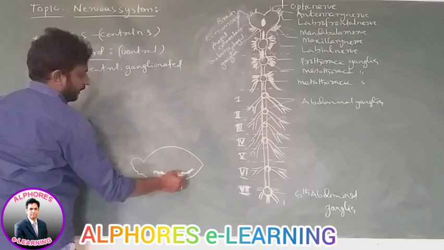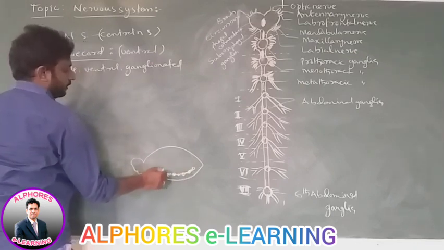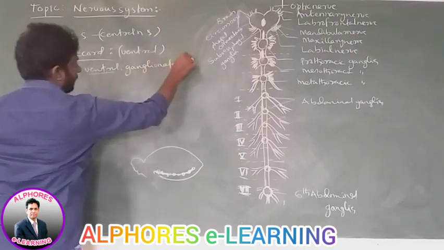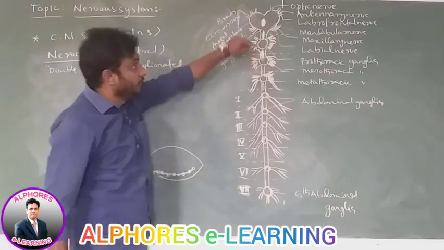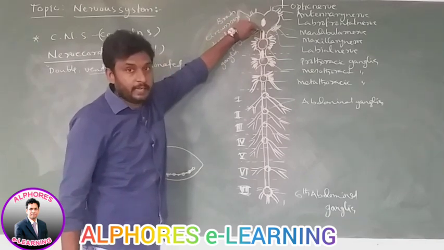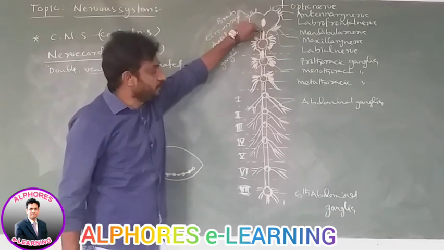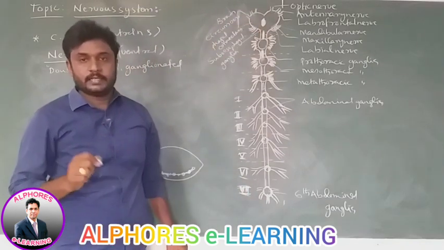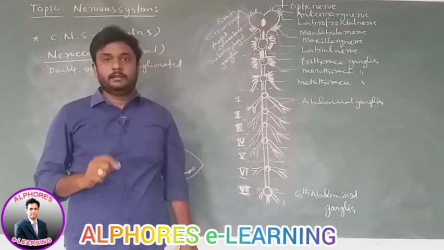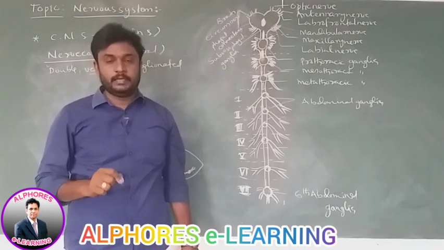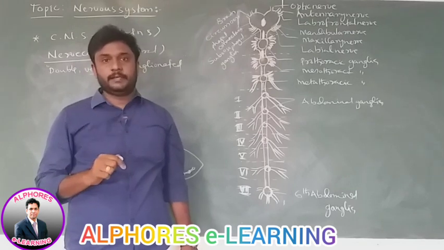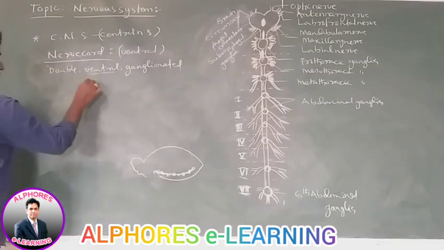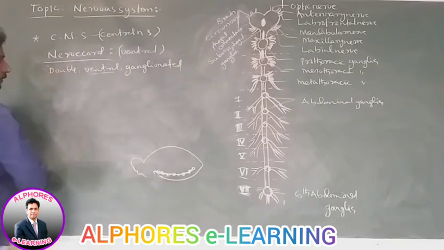What are ganglia? A group of cell bodies. So the double ventral ganglionated nerve cord arises from the subesophageal ganglia and extends up to the 7th abdominal segment. How many segments are present in the abdomen? A total of 10 segments are present in the abdomen. Up to the 7th abdominal segment, ganglia are present. So it is a double ventral ganglionated nerve cord.